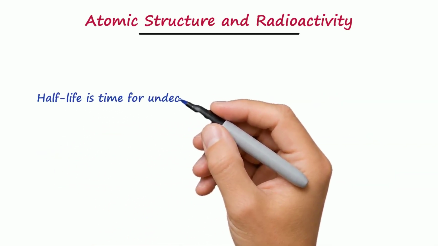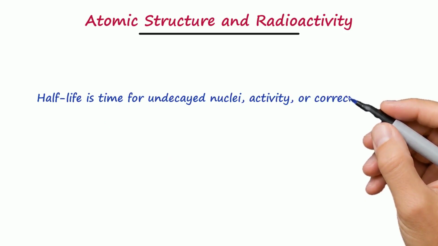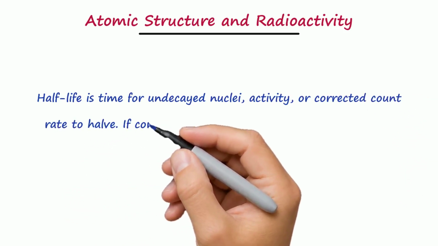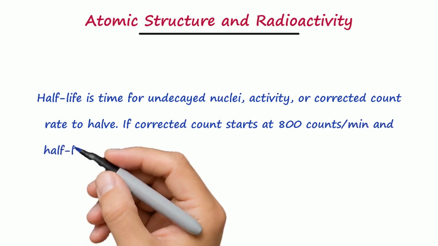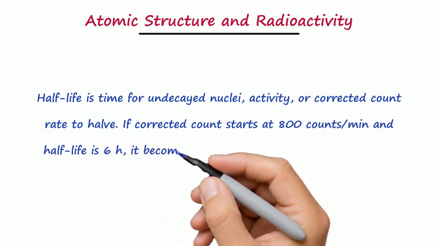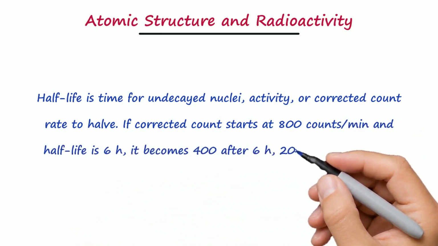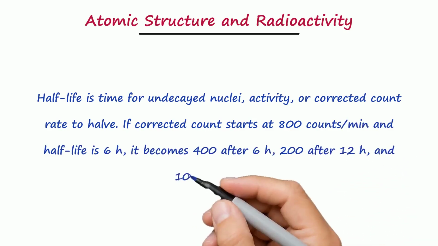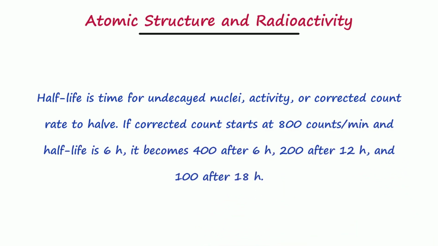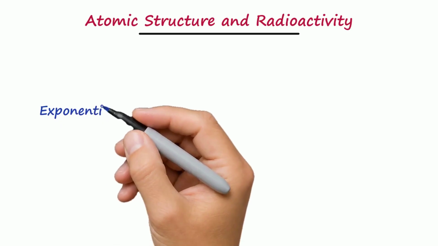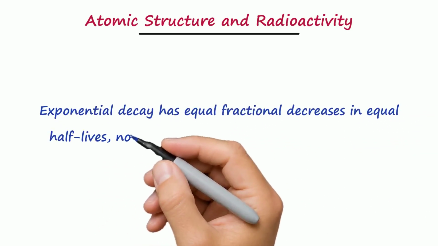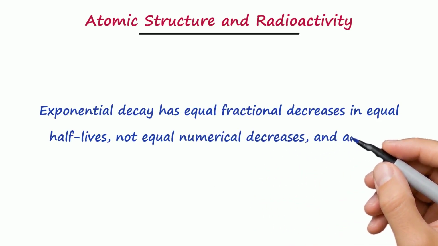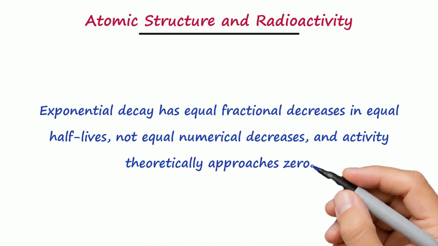Half-life is the time for undecayed nuclei, activity, or corrected count rate to halve. If corrected count starts at 800 counts per minute and half-life is 6 hours, it becomes 400 after 6 hours, 200 after 12 hours, and 100 after 18 hours. Exponential decay has equal fractional decreases in equal half-lives, not equal numerical decreases, and activity theoretically approaches zero.